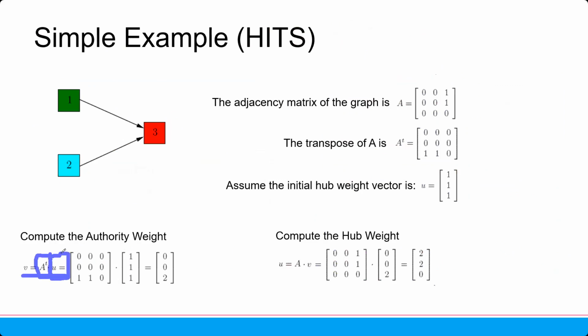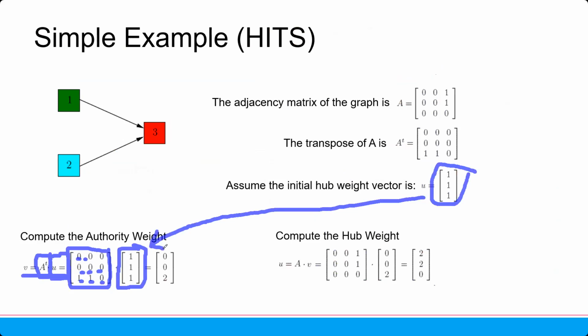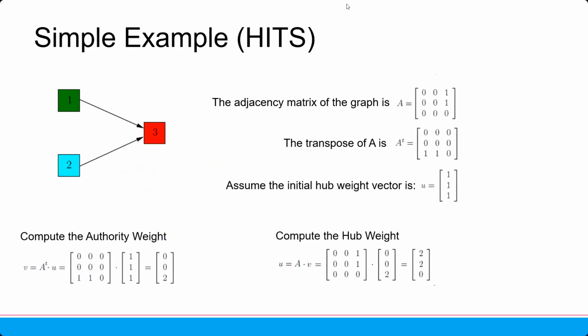U is the weight of the hub. Then we have this A transpose, 0, 0, 0, 0, 0, 0, 1, 1, 0. And then we have the initial hub weight, this is the weight of U. And what you can see here is 0, 0, 2. It means the weight of index 3 is 2, and this is the authority.